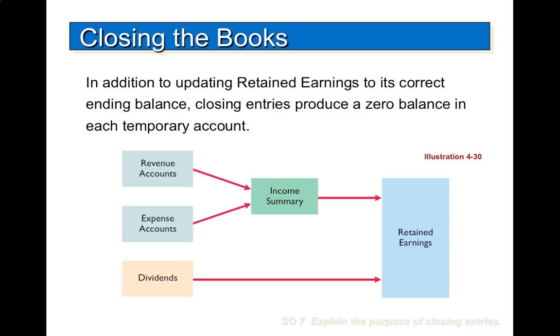In addition to updating retained earnings to its correct ending balance, closing entries produce a 0 balance in each temporary account. As a result, these accounts are ready to accumulate data about revenues, expenses, and dividends that occur in the next accounting period. Permanent accounts are not closed. When we talk about closing the accounts, we are making them 0. Revenue accounts will then have a 0 balance. Expense accounts, 0 balance.